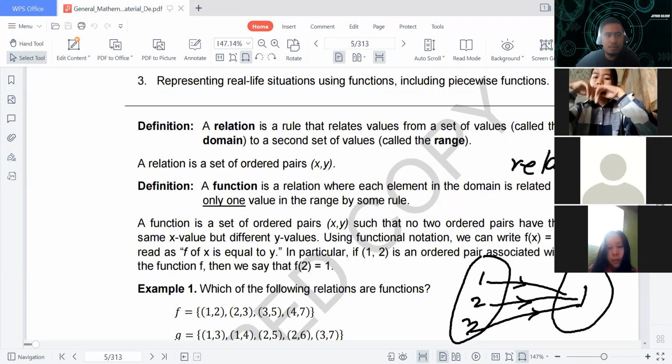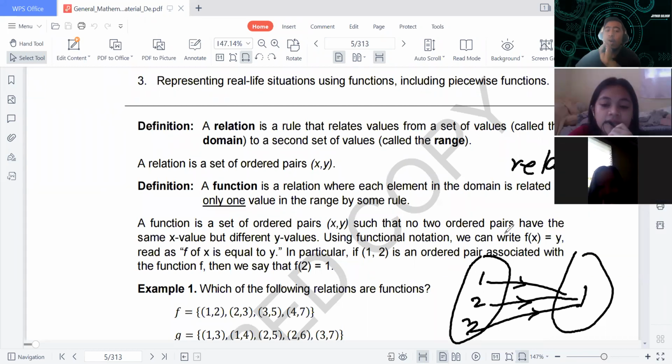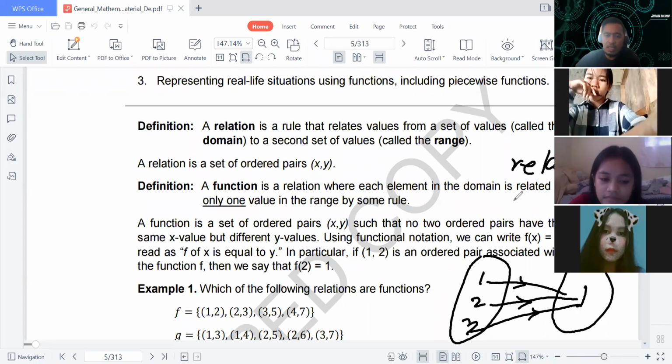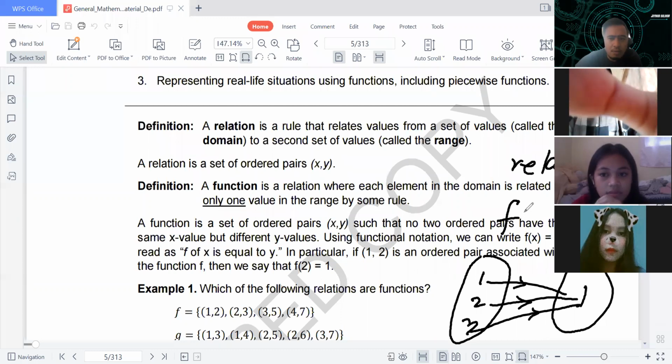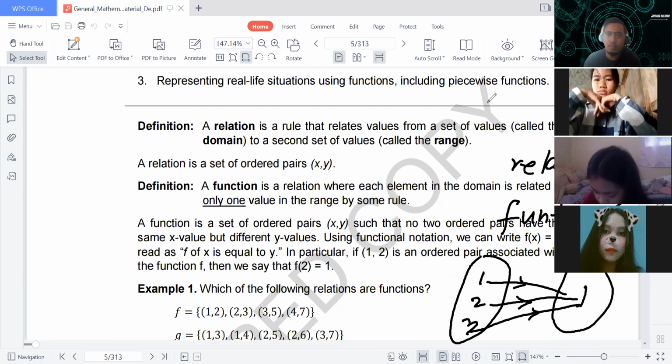Is it a function? First, are all elements of the domain used? Yes, no problem with the first condition. Is the assignment of each element of the domain only one? Yes, only one. In that case, this is a function. So in this case, many to one is a function. Take note, many to one is a function.